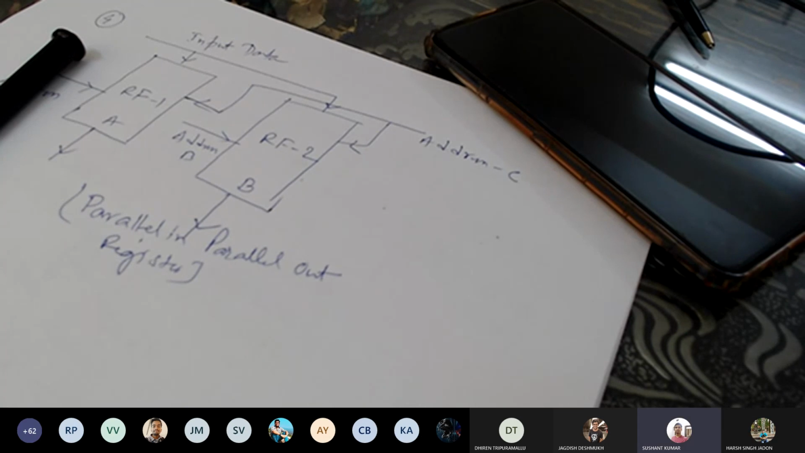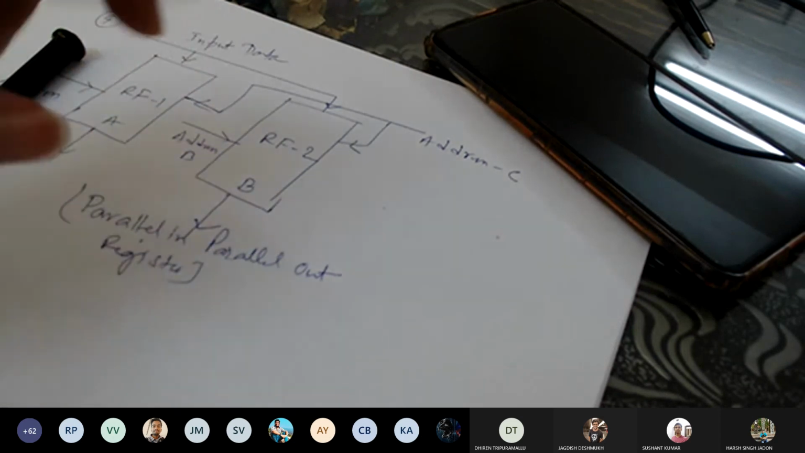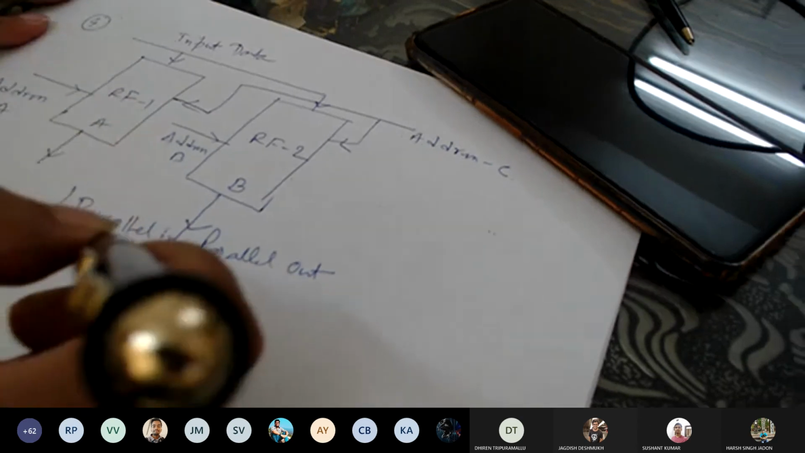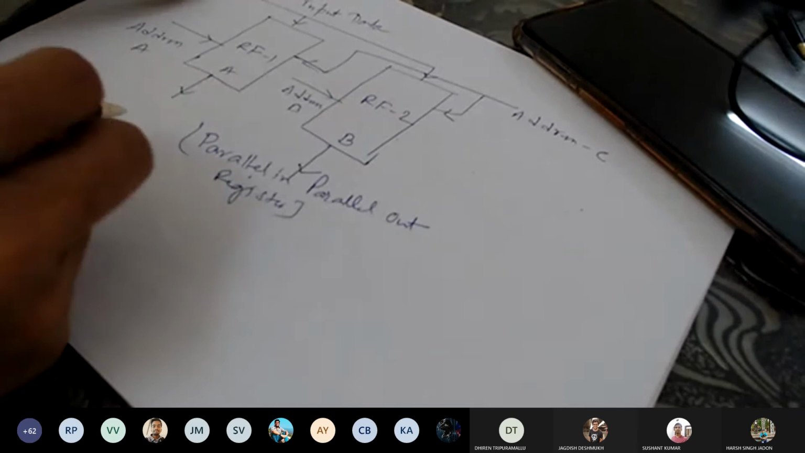Probably that will be what we will be doing in the next lab also. So the circuit designing, I am not asking you to design the parallel in, parallel out registers itself, but how the transfer happens, what the additional circuits needed based on my inputs. Okay, so I will be probably giving an input code like this.